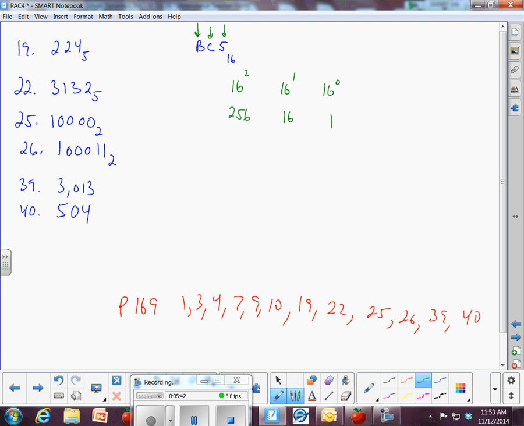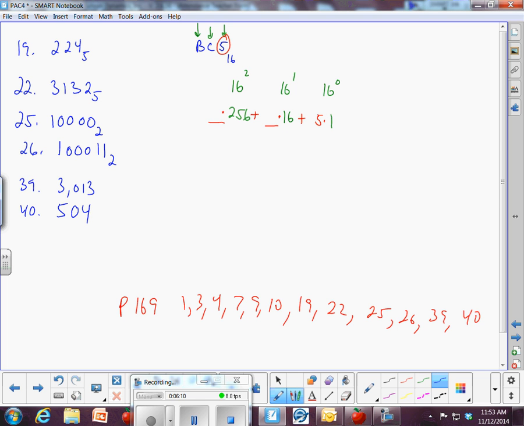Now remember, Lauren, at this point you need to add, and you have to multiply times the place value. So the first place was a 5 times the 1. The second place is going to be the value of the C times the 16. And in the third place is going to be the value of the B times the 256. Now, you have to know what a B and a C is. So this is base 16.